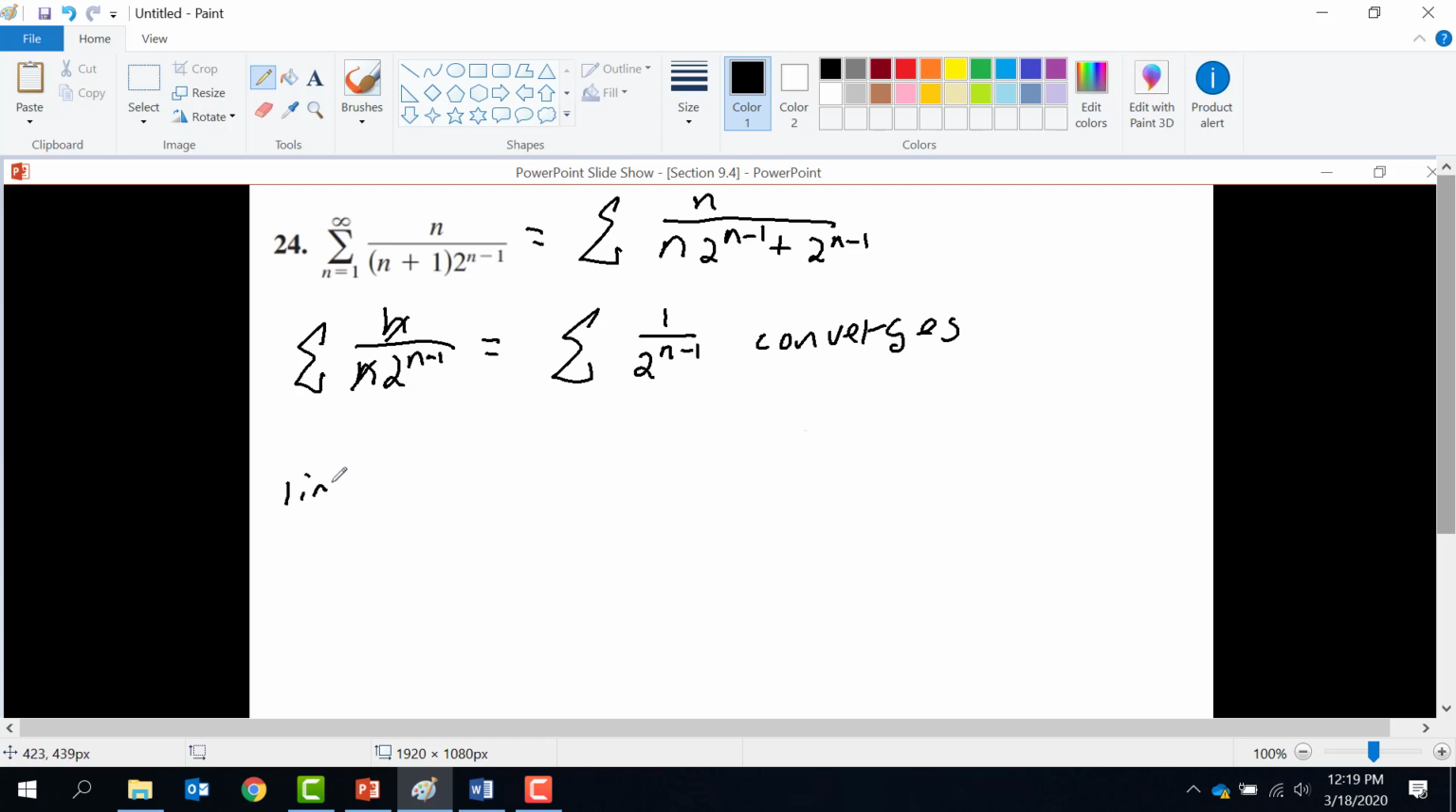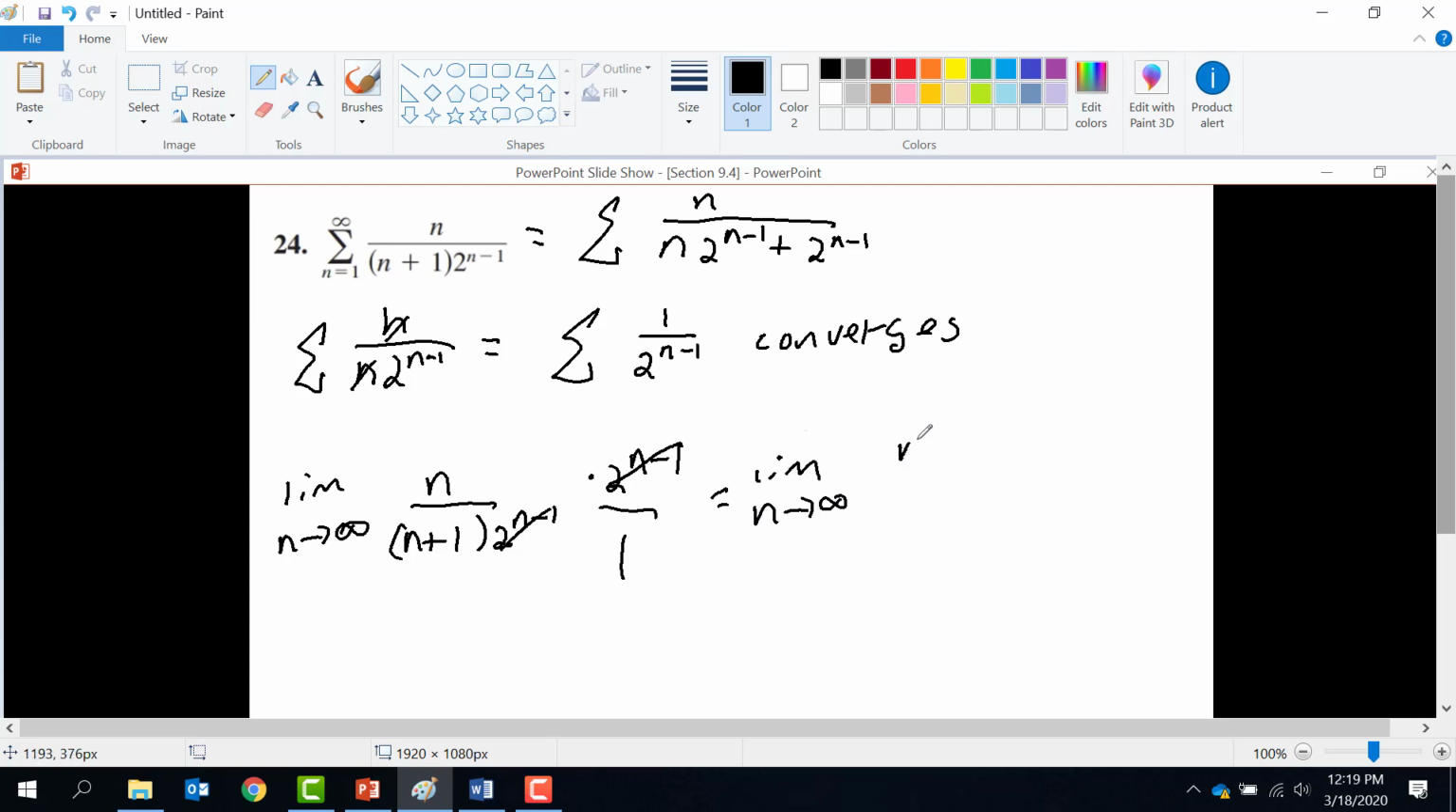And so now what we need to do is take the limit as n goes off to infinity of n over n plus 1 times 2 to the n minus 1, and multiply it by the reciprocal of this one, 2 to the n minus 1 over 1. The 2 to the n minus 1's go away, and then what you get is the limit as n goes off to infinity of just n over n plus 1, and this limit is 1, therefore it converges.